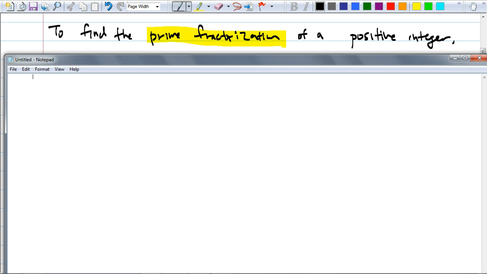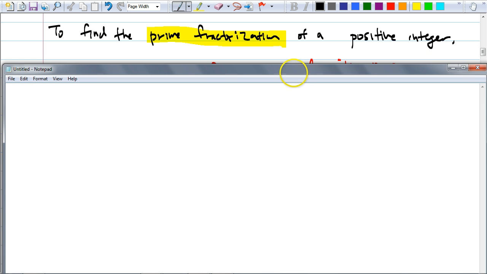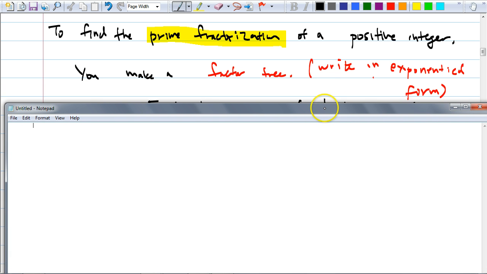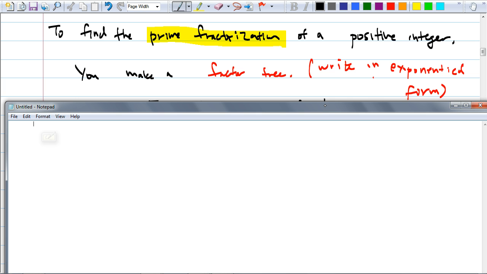Many times they refer to this as a factor tree. How many people have heard of a factor tree before? When they say prime factorization, it's the same thing as a factor tree, and you just write it in exponential form. That's the only thing that's different. That's all, guys. Do you guys remember factor trees?